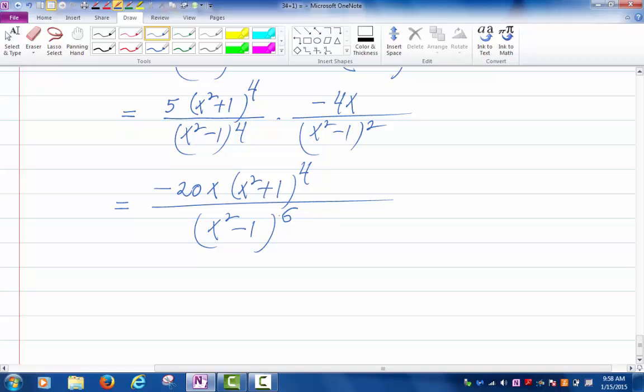Is everybody okay with that? Okay, so that was chain rule, and then you applied the quotient rule. Can you do a problem like number 9? How about I just do number 9?